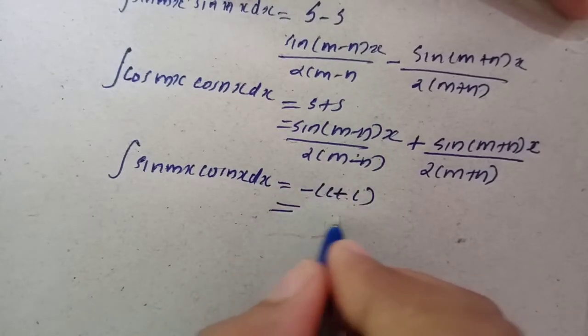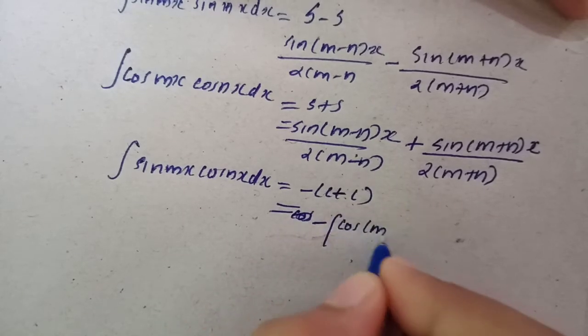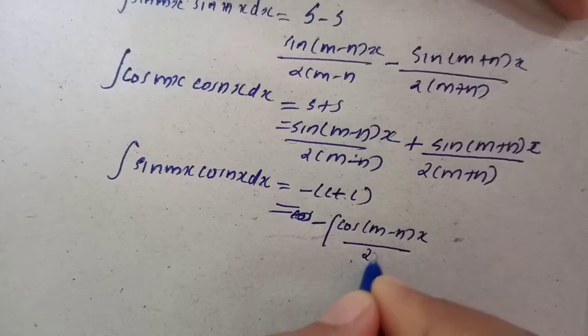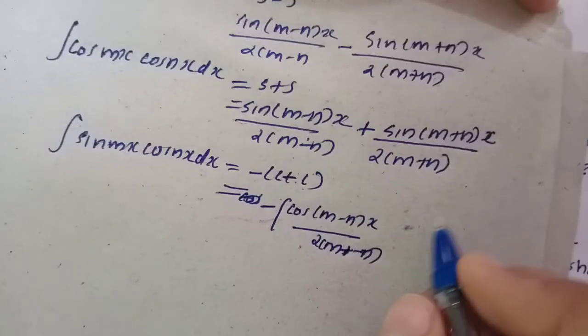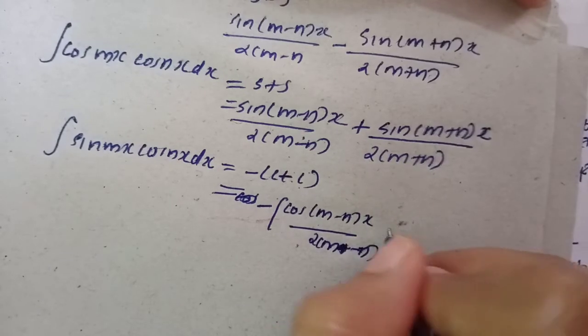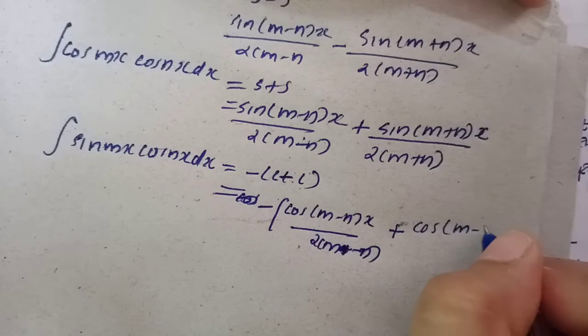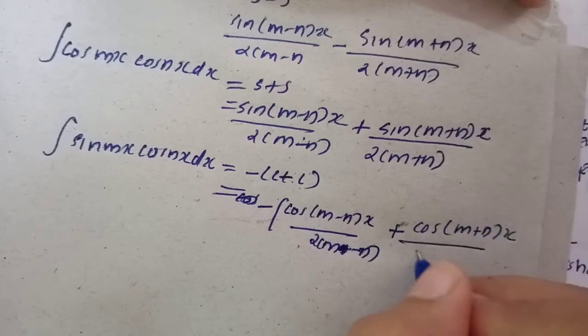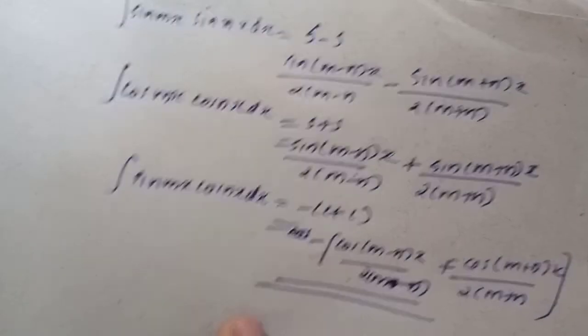Minus of cos plus cos, minus of cos divided by 2 into m minus n. Okay, you got the formula like this.